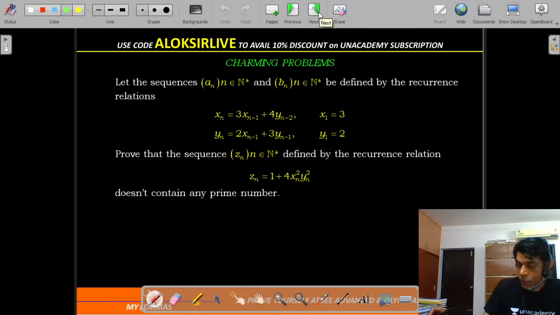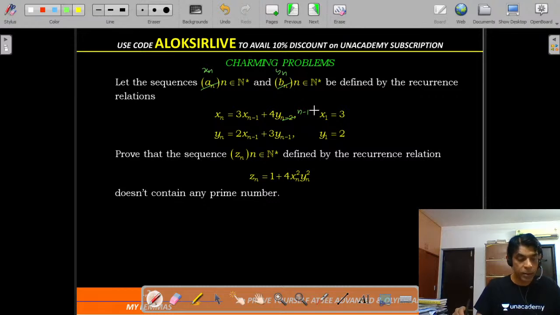What about this one? This looks quite daunting, quite tough. Let the sequence, there is a typo, it should be xn, yn, and here instead of 2 it should be n minus 1. So that's a small typo, you can see and you can check here what is happening. Let's see how it works.